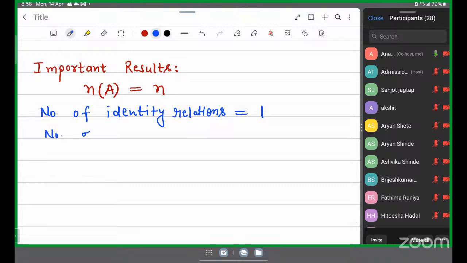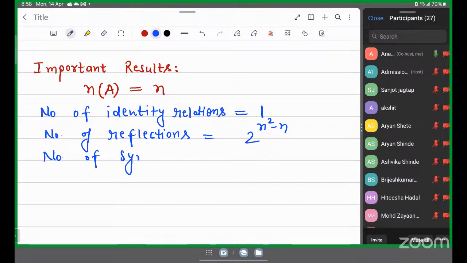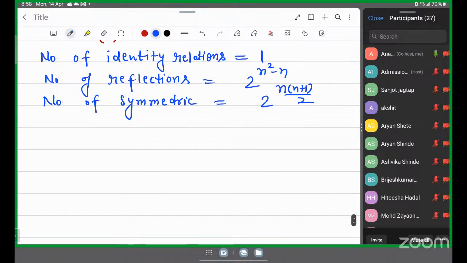What will be number of reflexive relations? Number of reflexive relations is 2 raised to power n square minus n. Number of symmetric relations is given by 2 raised to power n into n plus 1 by 2. And there is no specific formula for number of transitive relations, equivalence relation. You have to remember it.